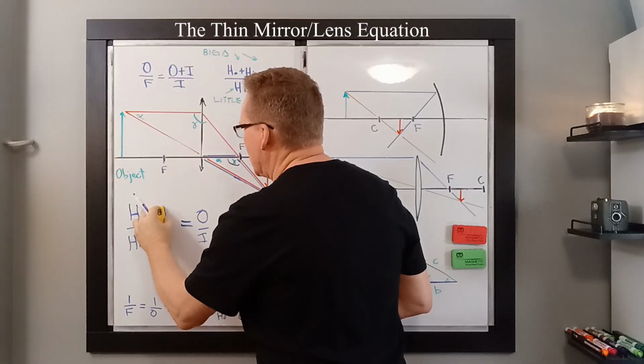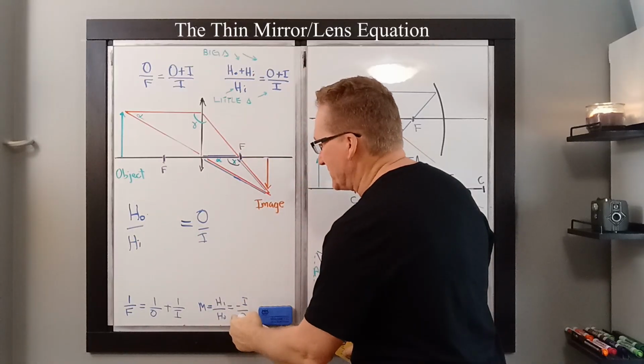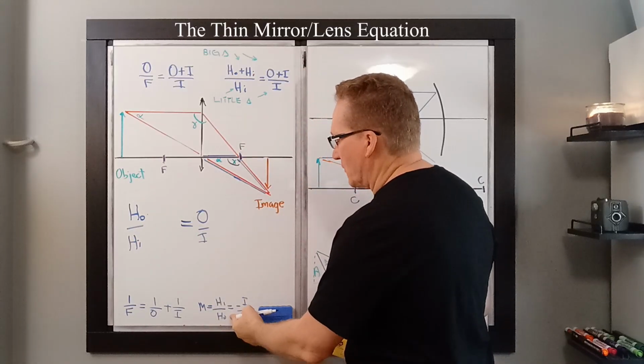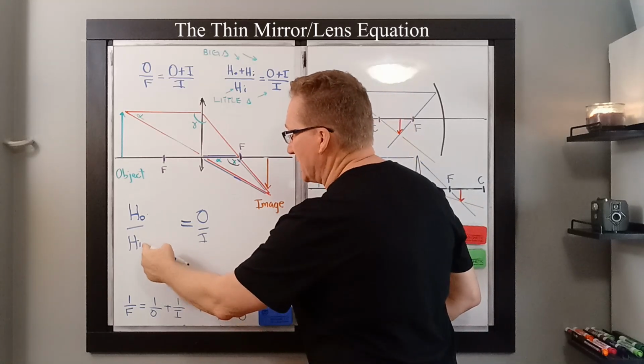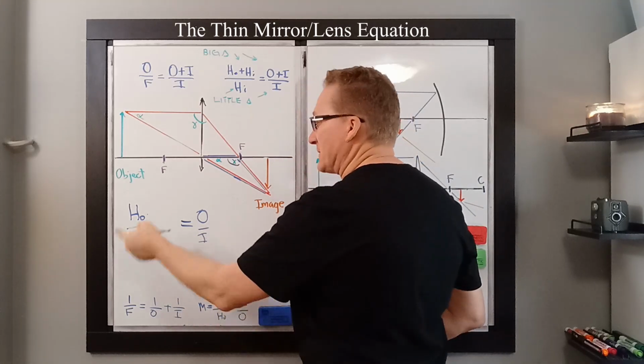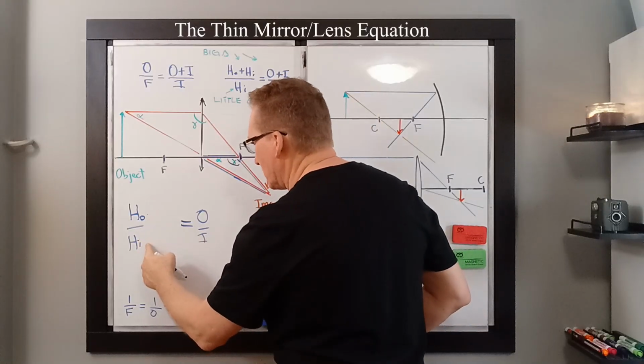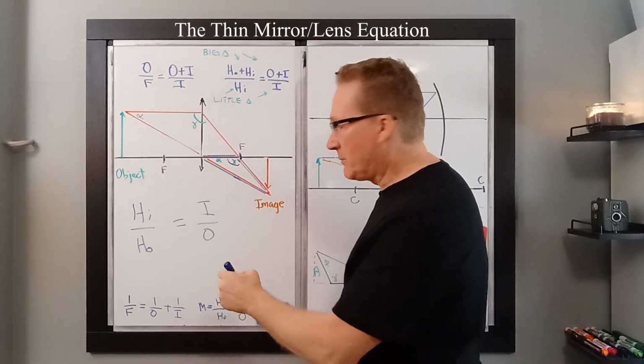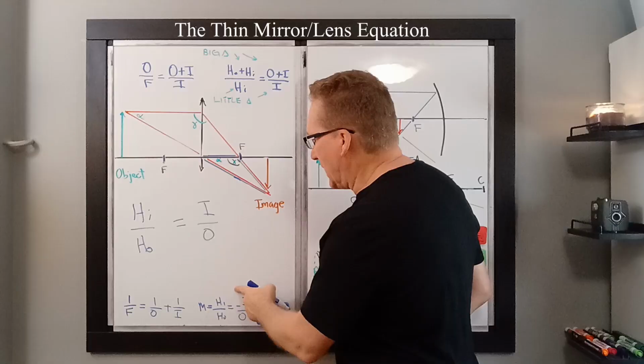Now this looks very similar to our magnification formula. We like to have the height of the image on the top. Both of these are sort of flipped from this, so let's flip both of these. We'll go HI over HO is equal to I over O. So here we have created this magnification formula.